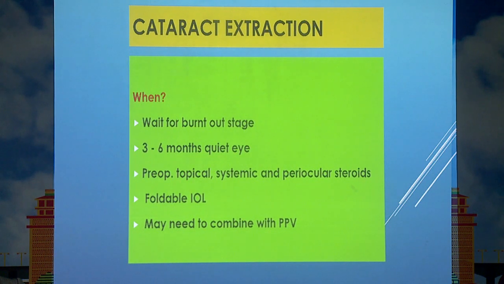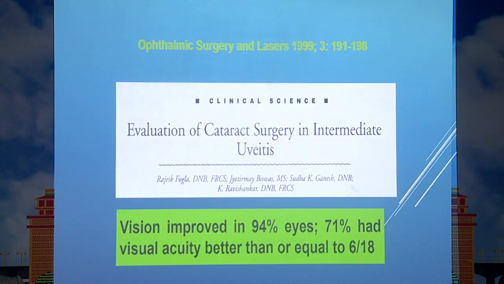When do we go for a cataract operation in these cases? We wait for the burnt out stage to come, not in the active stages of the disease, usually 3 to 6 months when the eye is quiet. Preoperatively, topical, systemic and periocular steroids are to be given to avoid further inflammation in the postoperative phase. Foldable IOLs are recommended and may need to be combined with pars plana vitrectomy if there are vitreous membranes and opacities. The evaluation of cataract surgery in intermediate uveitis has been done by Rajesh Fogla et al., which shows vision improved in 94% of the eyes and 71% had visual acuity better than or equal to 6/18.